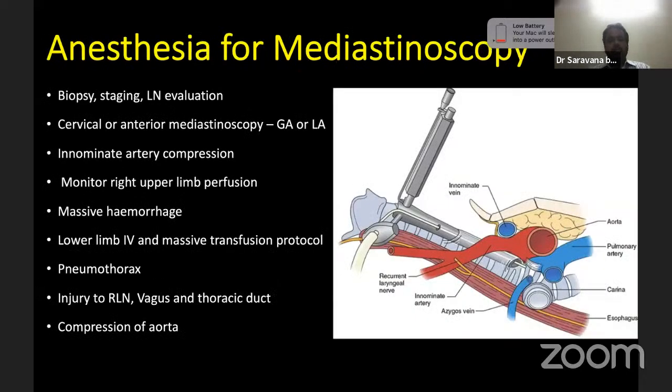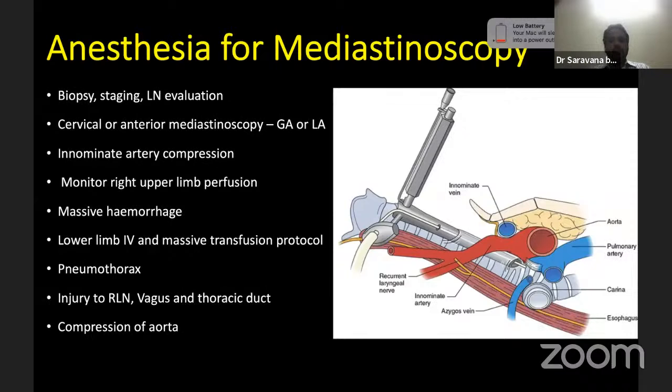So next, a small thing about mediastinoscopy, how to provide anesthesia. Usually mediastinoscopy is done for staging of lung cancers, mediastinal mass biopsy, or for lymph node evaluation. It can be done as cervical or anterior mediastinoscopy, under either a GA or a local anesthesia. But all the things we followed for excision of the mass through a sternotomy or thoracotomy should be followed here: the clinical risk stratification, as well as the pathway to be followed for induction.